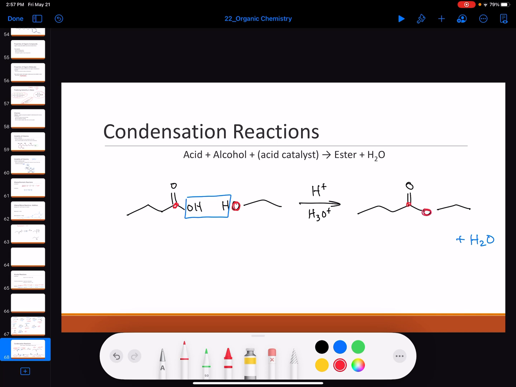This is actually a really fun lab to do because you take a carboxylic acid, which typically smells really bad. Butyric acid, for instance, this one right here smells like BO, right? Like body odor, or like rancid butter. And then you mix it with an alcohol, you put in a drop of like sulfuric acid, and you end up getting an ester, and esters smell really good.